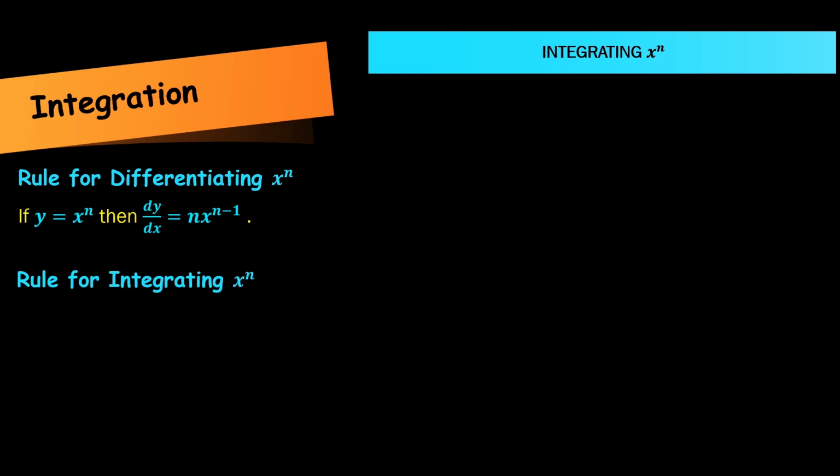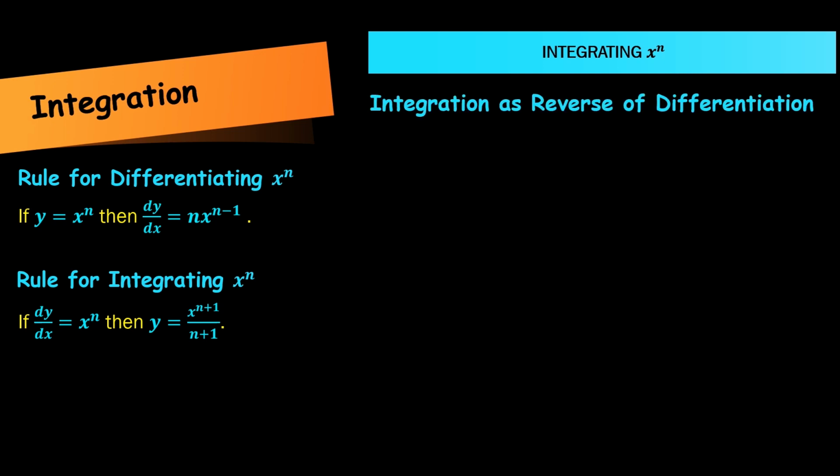The reverse of differentiating is integrating, and the rule for integrating x to the power n is: if dy/dx equals x to the power n, then y equals x to the power n plus 1 divided by n plus 1. Integration is the reverse of differentiation.